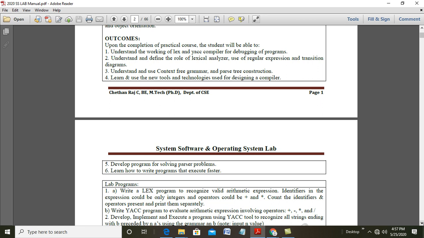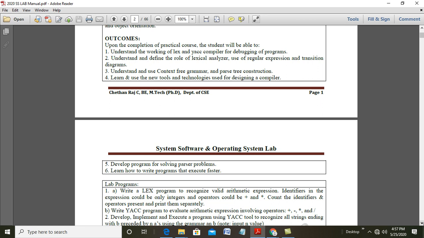And finally, when you're implementing any program, it's not mandatory that you have to use specific tools. They are generic tools, and we can use any number of tools. Another outcome is that you can verify with the new tools and technology used for compiling your programs. And next, the user can develop a program for solving parser problems, like SLR parser, LALR parser, predictive parser, non-predictive parsers. Different parsing techniques are there. That is a theory concept.